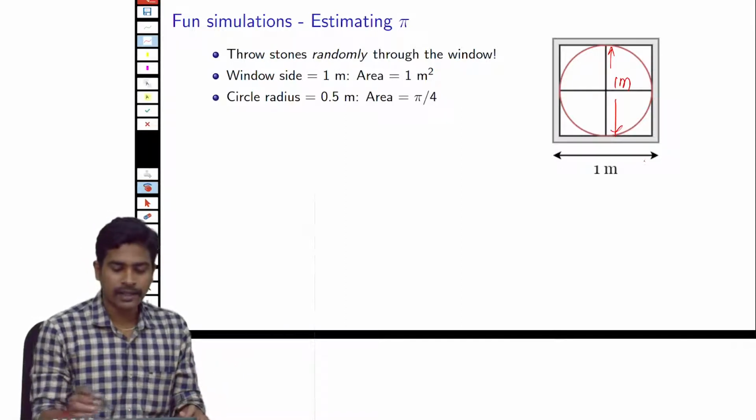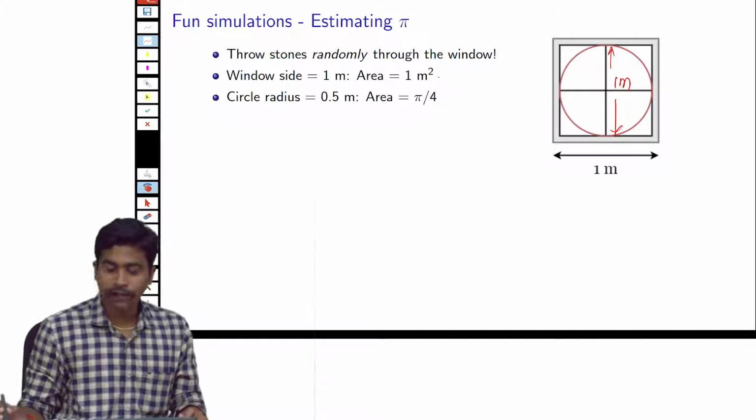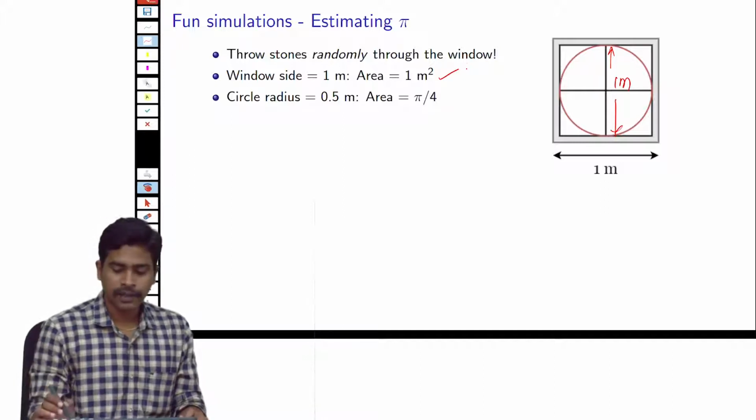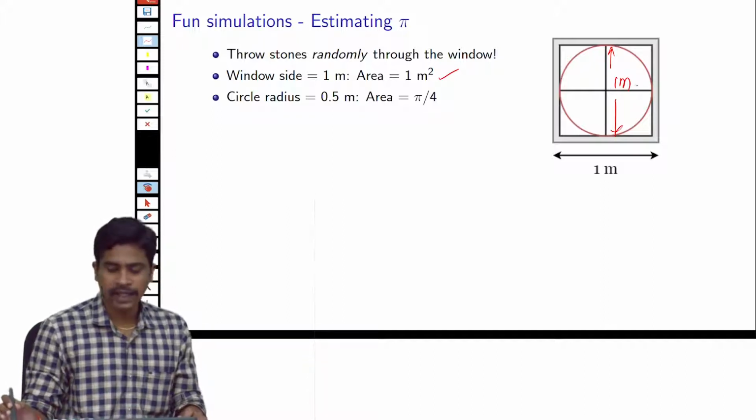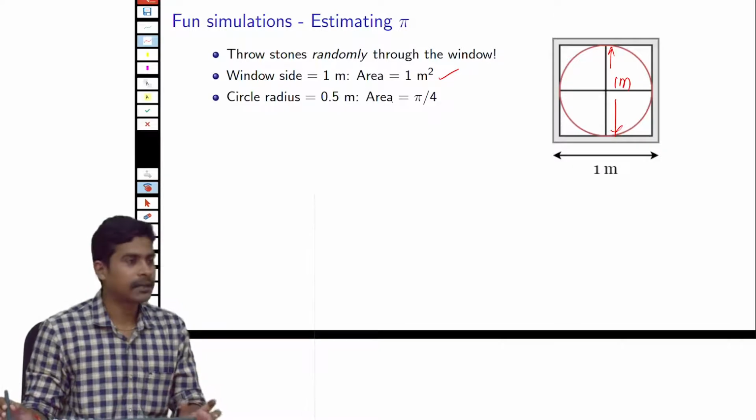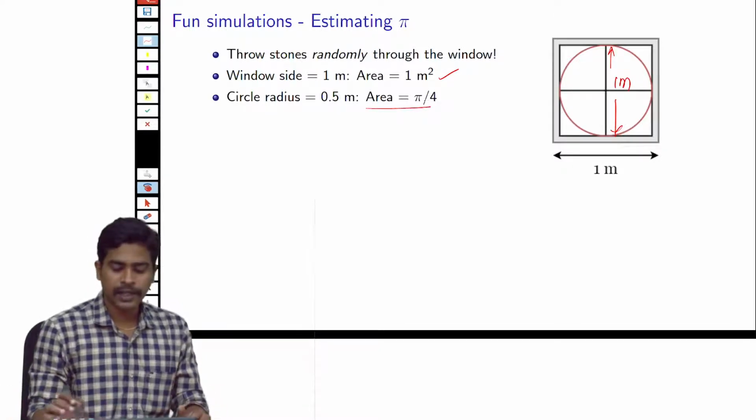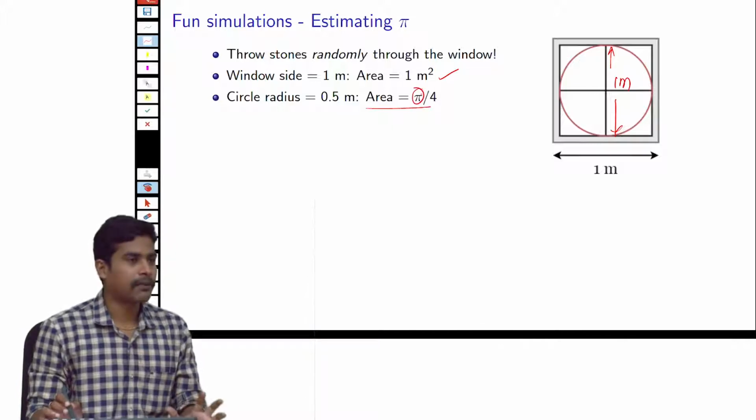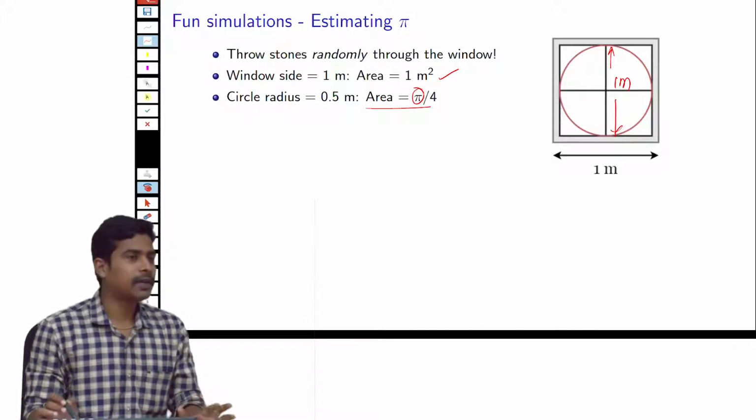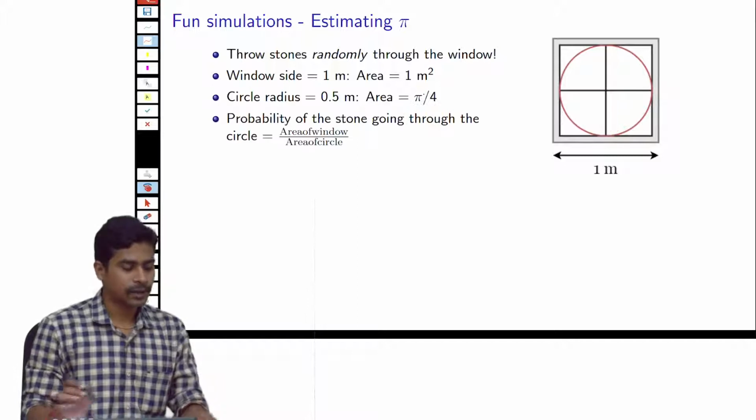Okay, so now let's see. As I said, the side of the window is 1 meter, so from that we can calculate the area of the window as 1 meter square, and I said the radius of the circle is 0.5 meters, or the diameter is 1 meter. So from this we can see the area of the circle is pi by 4, but we don't know what pi is. We want to see what pi is using the simulation.